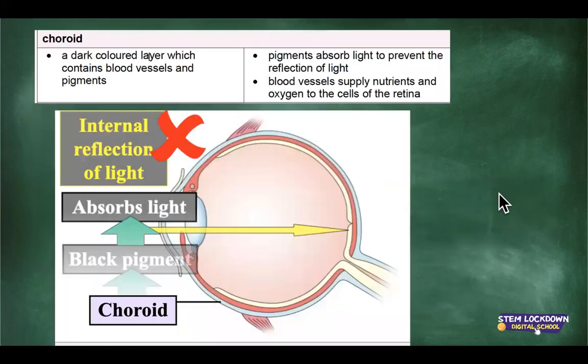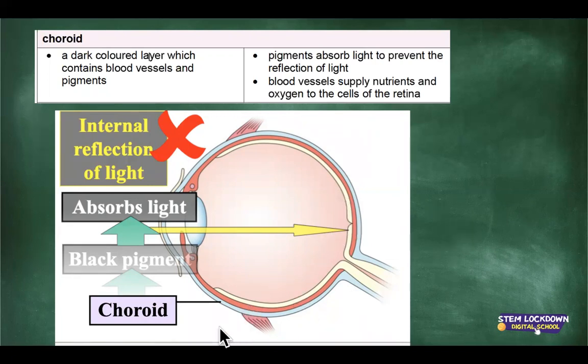So the choroid is a dark colored layer which contains blood vessels and pigments. It absorbs all the light, so it prevents the reflection of light, and the blood vessels supply nutrients and oxygen to the cells of the retina.